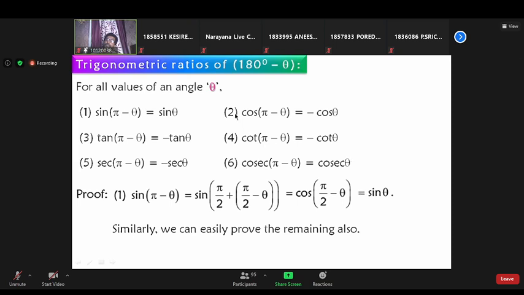How we are going to remember this: where 180 minus or 180 plus, there is no change in the trigonometric ratio. But decide the sign, whether positive or negative, based on the quadrant. That is, pi minus theta lies in the second quadrant. So based on the quadrant, we are going to write the signs.